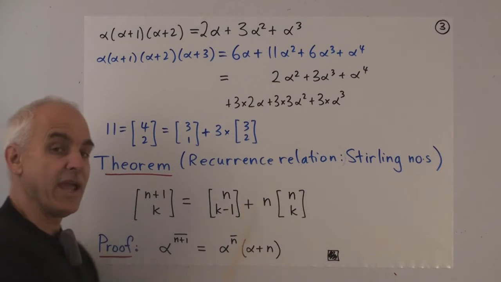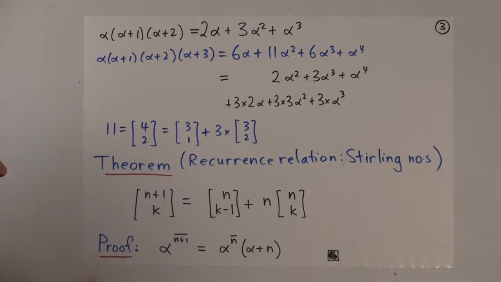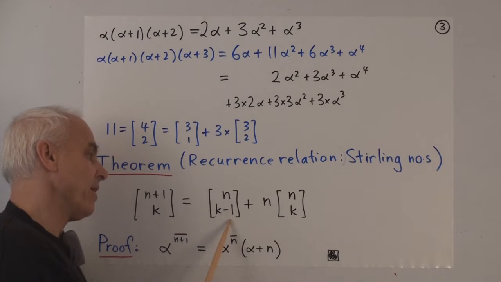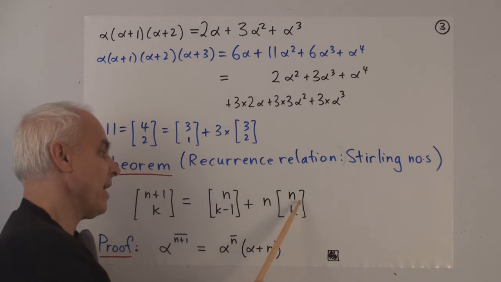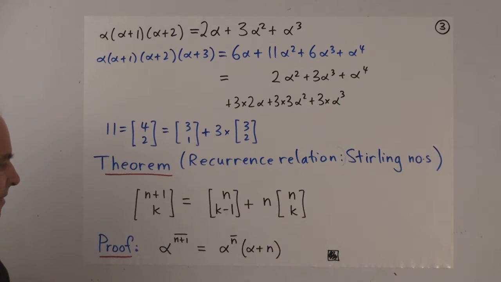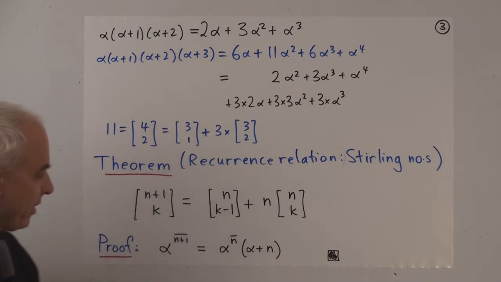So this is a special case of a more general fact. And here is the general recurrence of which this is a special case. It's that n plus 1 bracket k is equal to n bracket k minus 1 plus n times n bracket k. And the proof of it is obtained by staring at really just this formula.